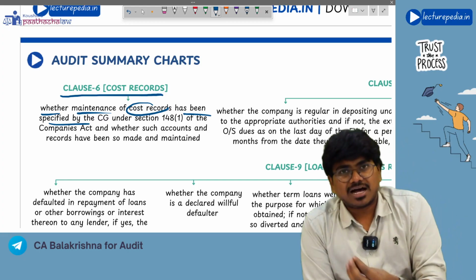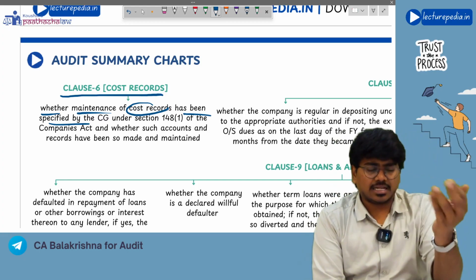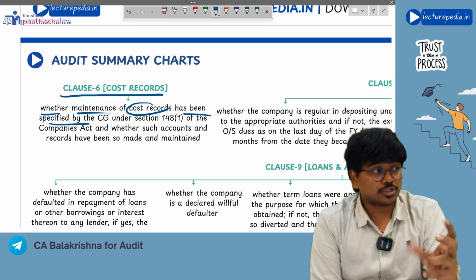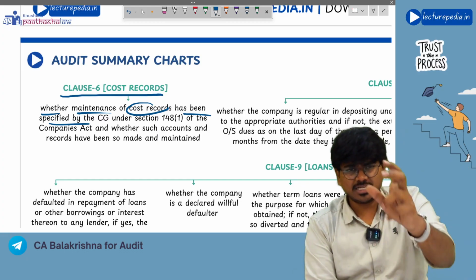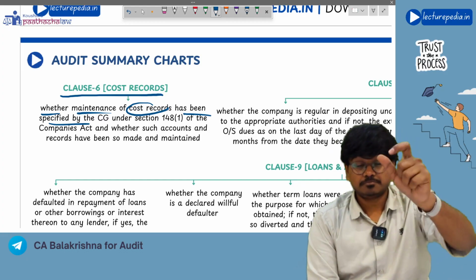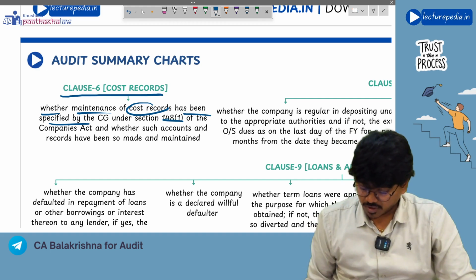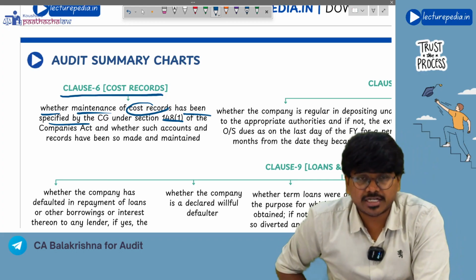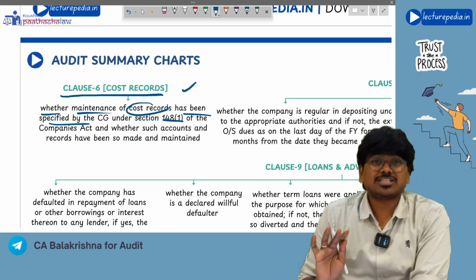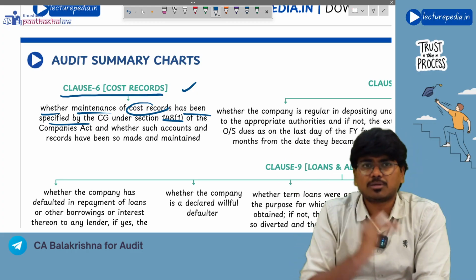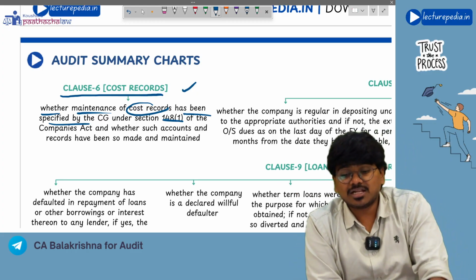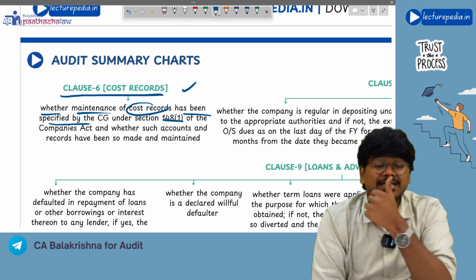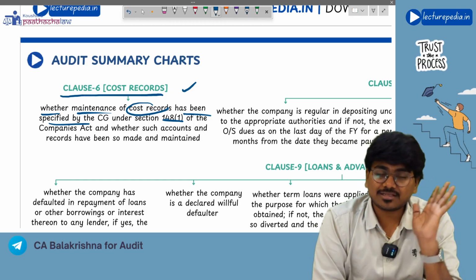Generally, the central government will ask some companies to maintain cost records. Certain regulated sectors like the telecom industry, electricity generating companies, or sugar manufacturing companies. So some companies need to mandatorily maintain cost records as per section 148 subsection 1. So the auditor will report whether cost records have been maintained or not. See, this is not speaking about cost audit. In CARO, you will never report about cost audit. You will just report whether cost records are required, and if required, whether cost records have been maintained by that company or not. This is the only thing that you will report.